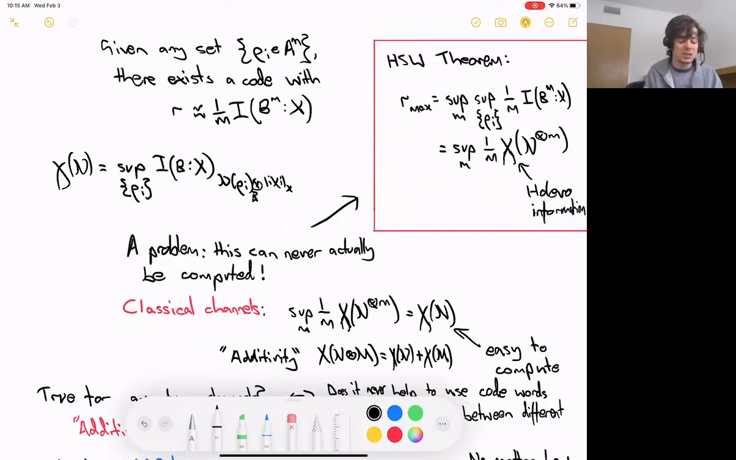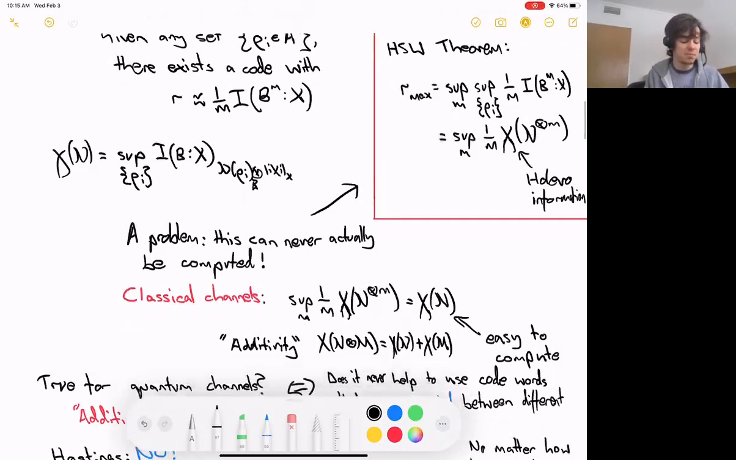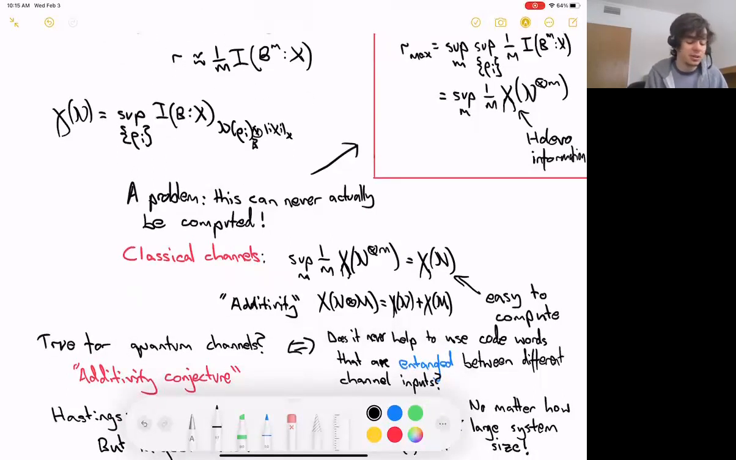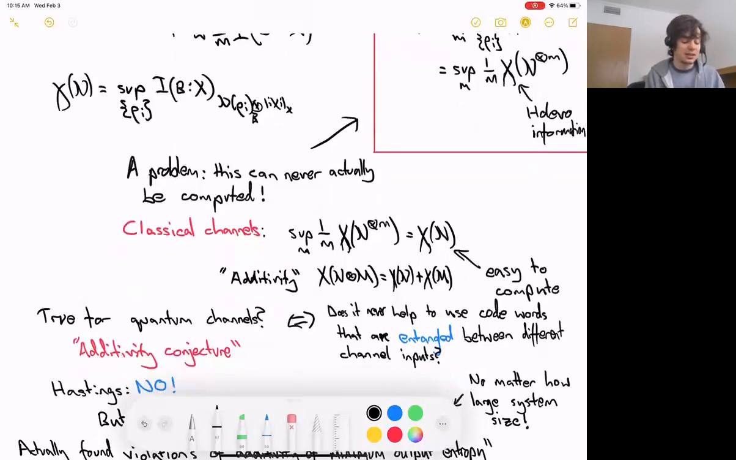times 1 over m times chi, because that whole complicated formula that you can never compute is just equal to what's called the single letter version of it, which just means you have a single use of the channel N, and you look at the supremum over rho i's, which in that case would just be classical probability distributions, but you don't need to take a supremum over the number of channel uses. Okay, and the reason that you don't need to take that supremum, or it doesn't help to do so, is that for a classical channel, this Holevo information is what's called additive.